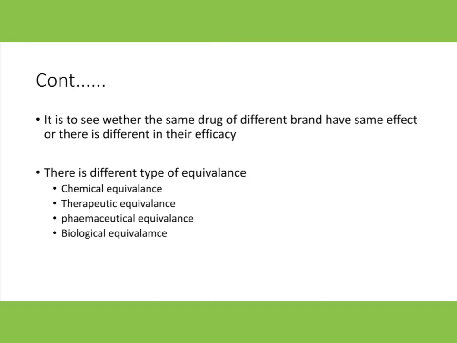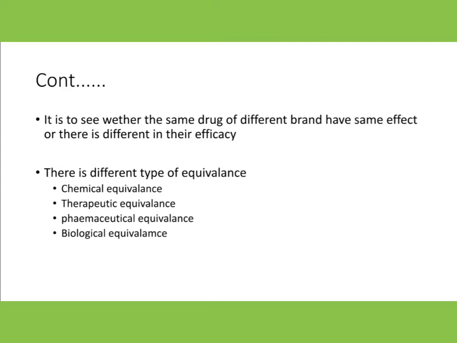Okay, so first of all, let's start with the discussion on the types of bioequivalence. Let's start with chemical equivalence. Chemical equivalence tells us whether the chemical composition of these two same drugs produced by different manufacturers is equal or different. There should be equal chemical composition in these two drugs. Then it will be called chemical equivalence.